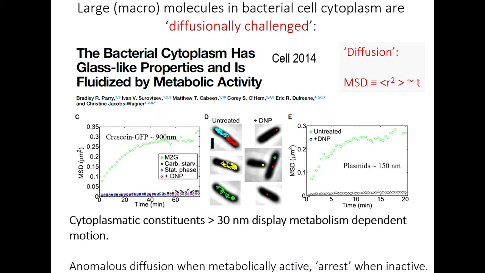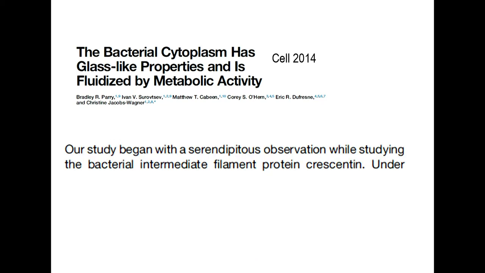So, just summarizing, there's anomalous diffusion. Anomalous diffusion means a slope smaller than one, if you plot the mean square displacement as a function of time, when the cell is metabolically active, and in a rest when it's inactive. So this was something I wanted to share with you because I like that.